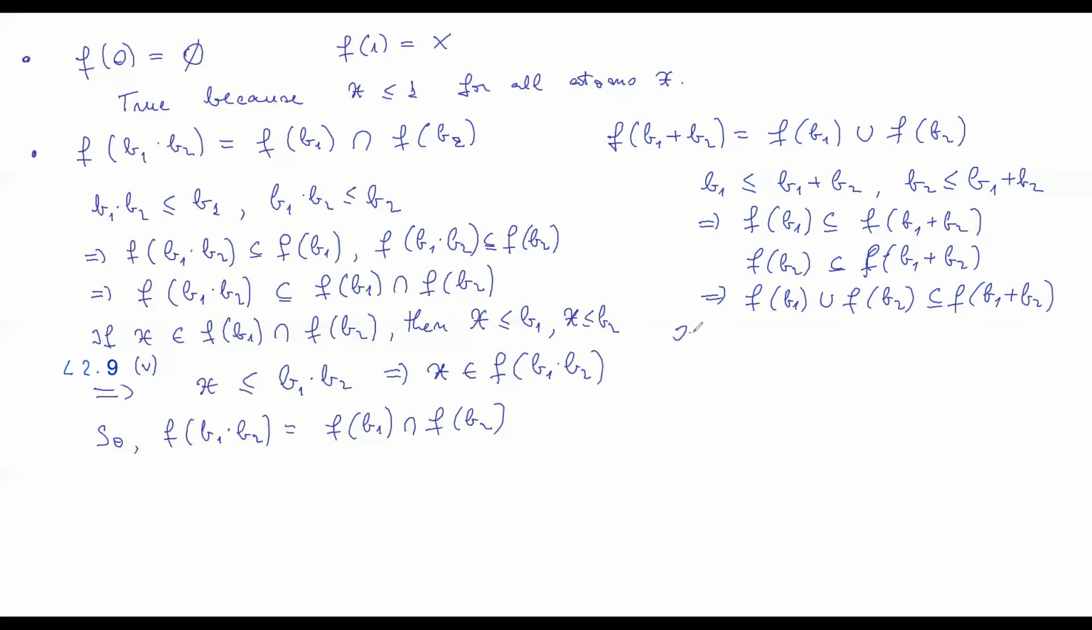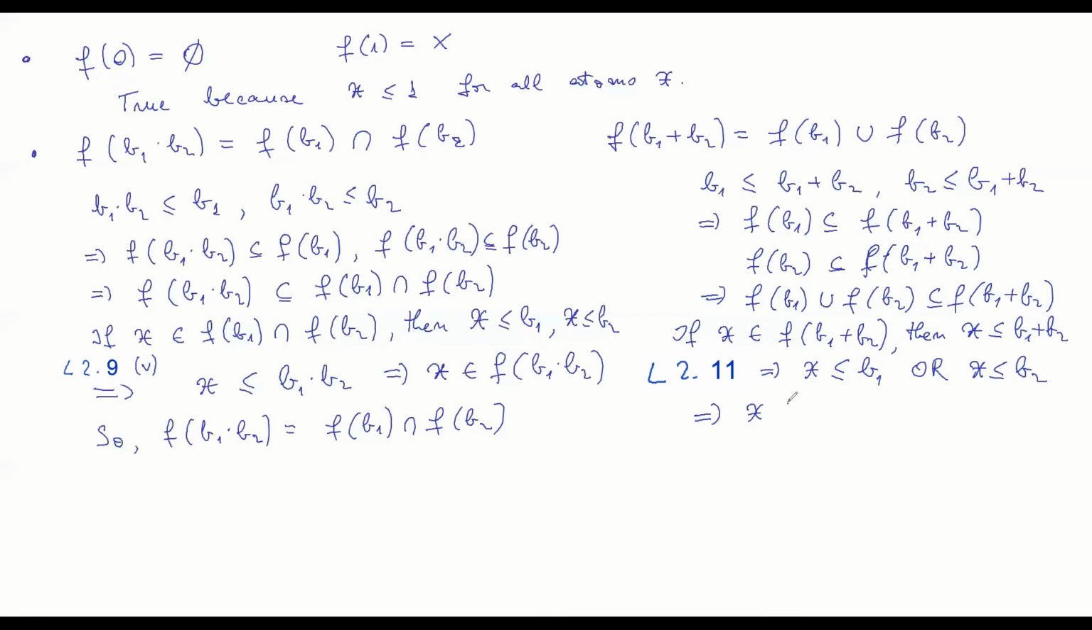On the other hand, if I have an element x in f of b1 plus b2, then by definition x is smaller than or equal to b1 plus b2. Then lemma 2.18 implies that x has got to be smaller than or equal to b1, or x is smaller than or equal to b2, which implies that really x is either in f of b1 or x is in f of b2, which is really implying that x is in their union.